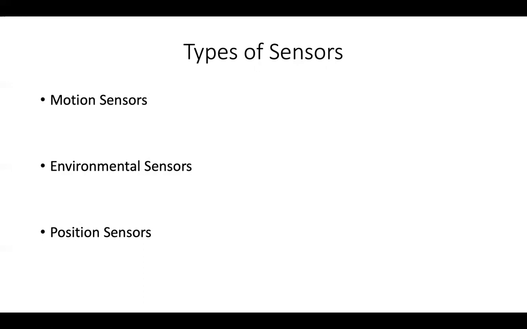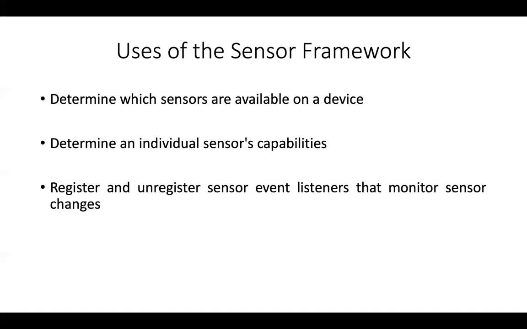Second is environmental sensors. These sensors measure various environmental parameters such as ambient air temperature and pressure, illumination, and humidity. This category includes barometers, photometers, and thermometers. The third type is position sensors. These sensors measure the physical position of a device, as the name suggests. This category includes orientation sensors and magnetometers. So this is all about the types of sensors.